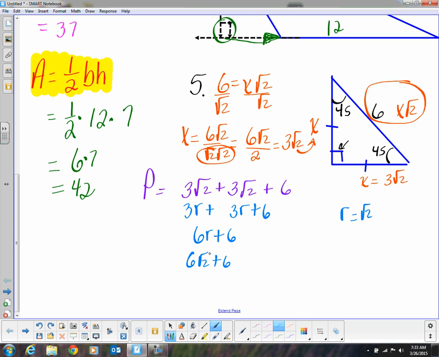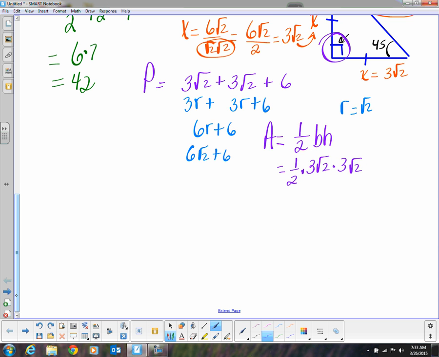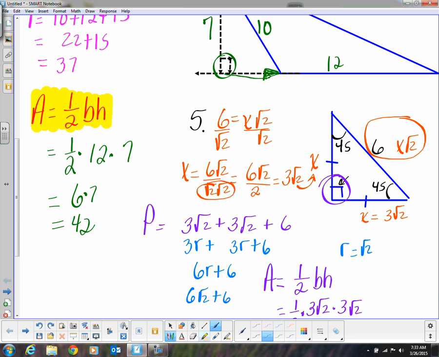Any questions on perimeter? Okay, so now let's go to area. So our area is going to be, oh, what's the formula? Now, what's the relationship between any base and height? So you're going to look at the perpendicular, what sides form it? 3 square root of 2 and 3 square root of 2. All right. Okay. What you want to do is add this side plus this side plus this side.